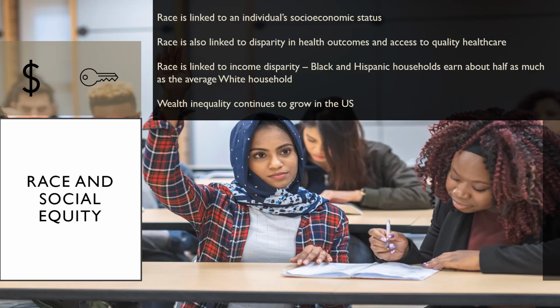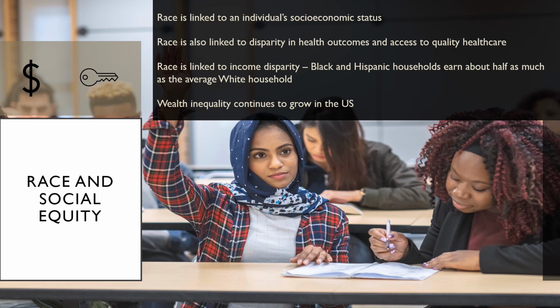So here is where people often get uncomfortable, because I'm going to dig into the fact that race and social equity are connected. How? Because race is linked to things like an individual's socioeconomic status. It's linked to disparities in health outcomes and access to quality health care. It's linked to income disparity, because Black and Hispanic households earn about half as much as the average white household.